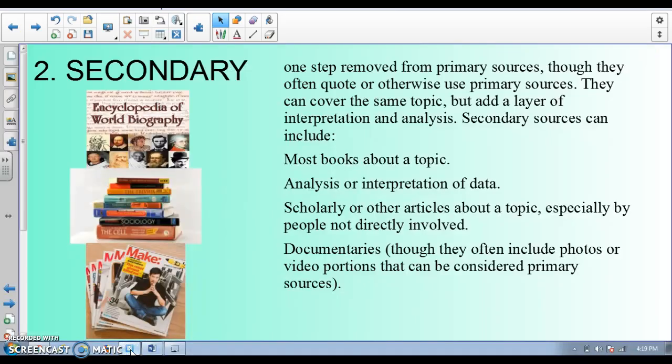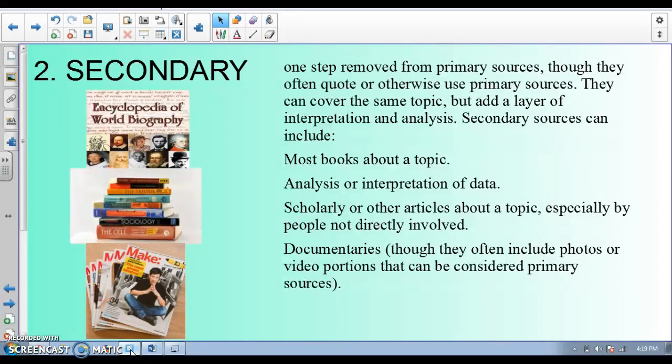And so then you also have secondary sources, and secondary sources are one step removed from primary sources. It's almost like a primary source, except you have a second layer of interpretation or analysis. There's not that direct connection. It's just more of someone's interpretation of the event.